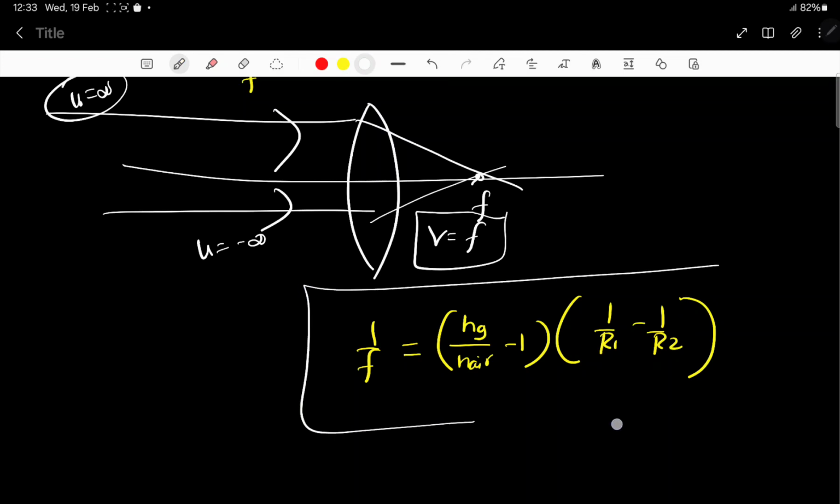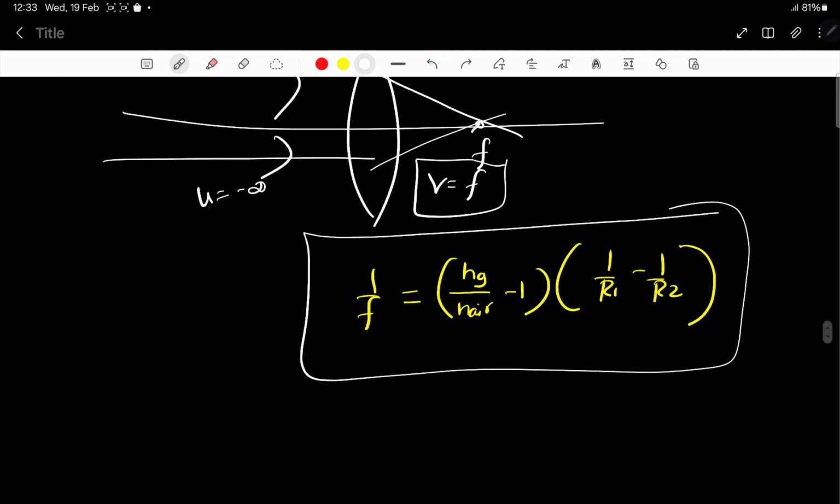This equation is called the Lensmaker equation because all the lens makers in the market are going to use this equation to construct a lens. So if you want a lens with a particular focal length, you have to focus on the curving of the surfaces, because if the two surfaces have given radii, then obviously its focal length is automatically fixed accordingly. So that is why this equation is called the Lensmaker equation.